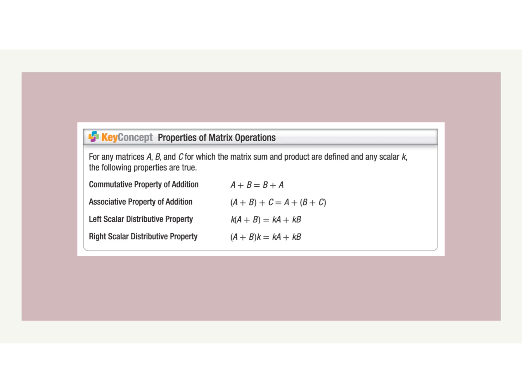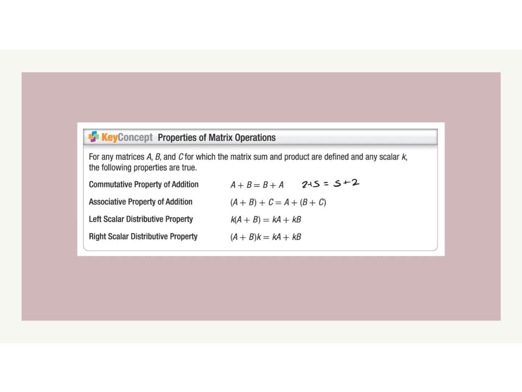For any matrices A, B, and C for which the matrix sums and products are defined, and any scalar k, the following properties are true. You have the commutative property, which means that if you add A plus B, it would be the same thing as adding B plus A. You can do, let's say, 2 plus 5. It's the same thing as saying 5 plus 2, because they're both going to give you 7.